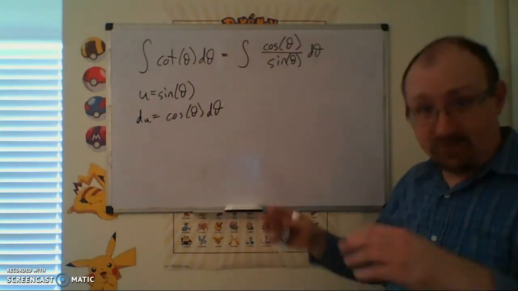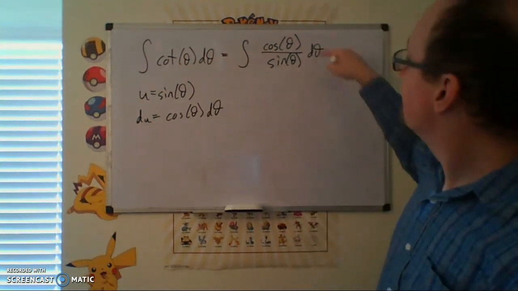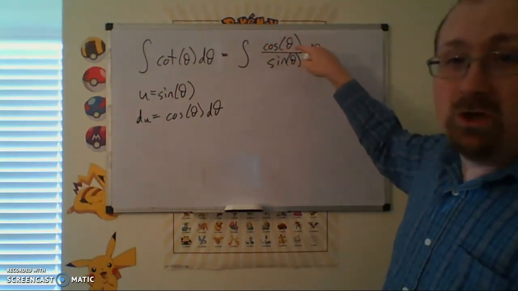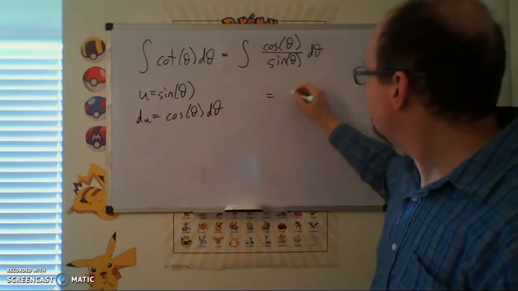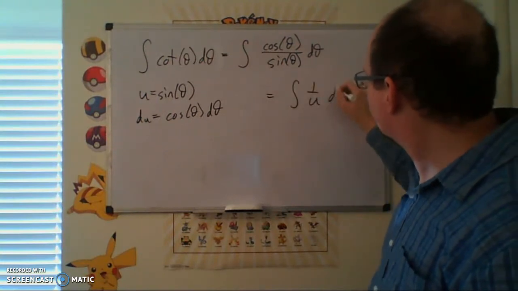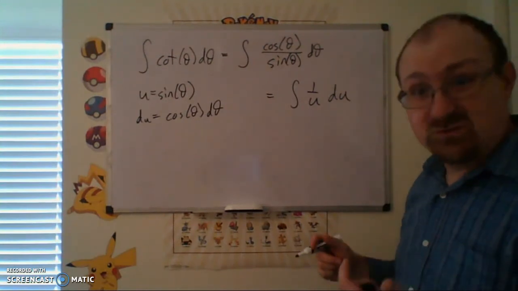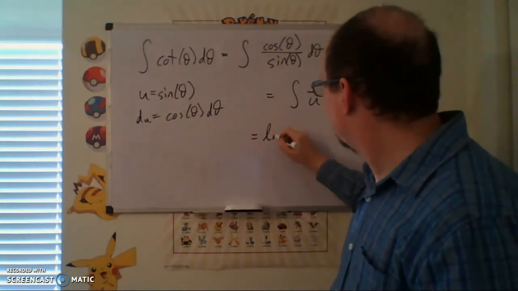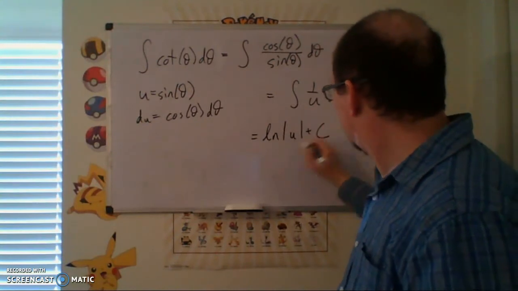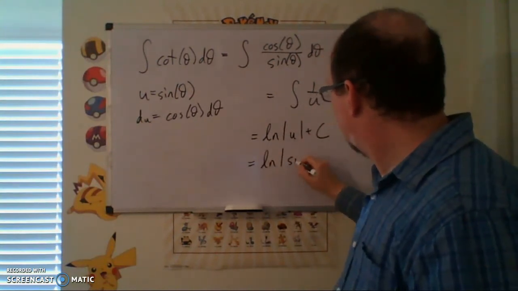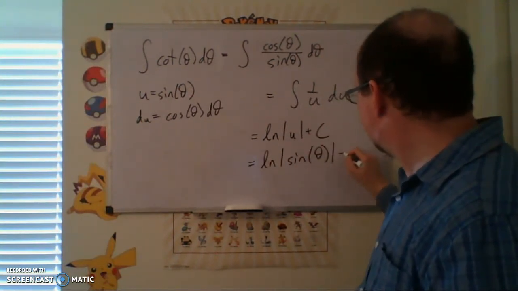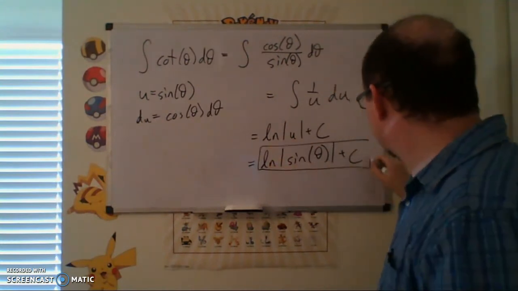No negative, because we're taking a derivative this time. Cosine of theta d theta. Oh, look, that's handy. 1 over u du. That's a natural log function once we do the integration. And then we undo the substitution, like you do.